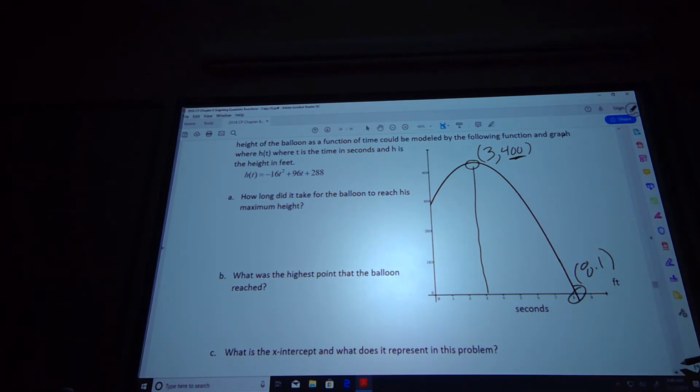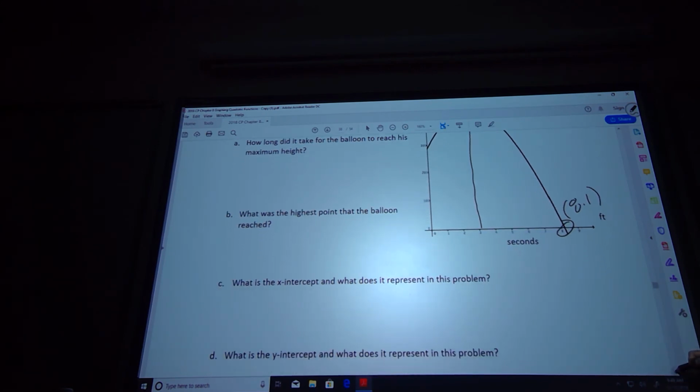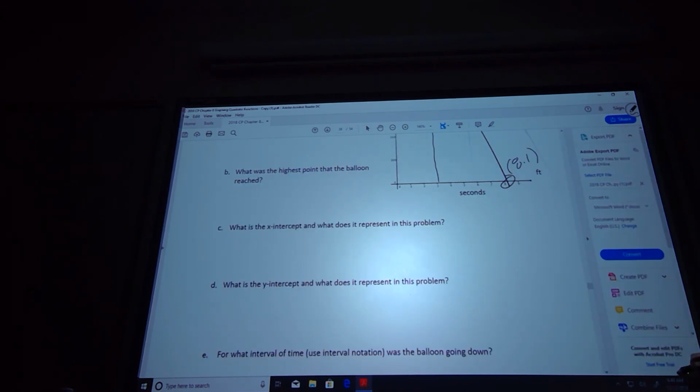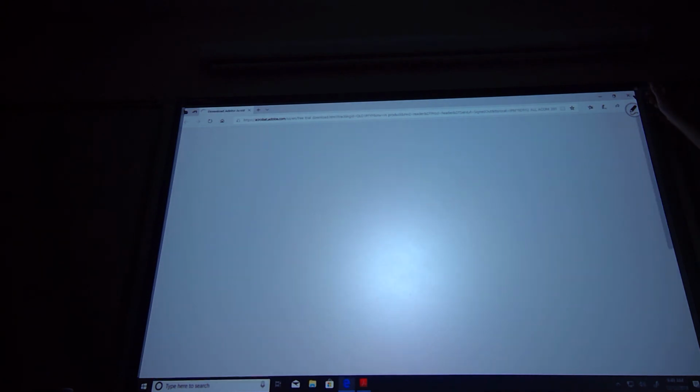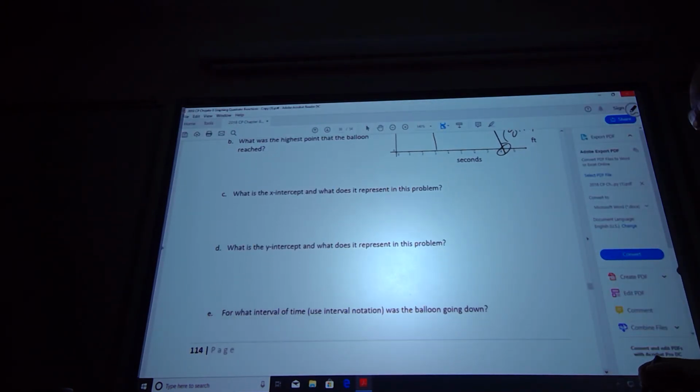I would definitely ask your teacher about this one during class. And then where across the x-intercept? That means it hit the ground there. What does the y-intercept mean? That was the height that the balloon was launched at. Cool, that's it.